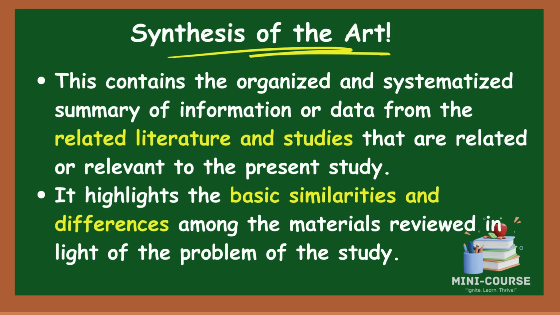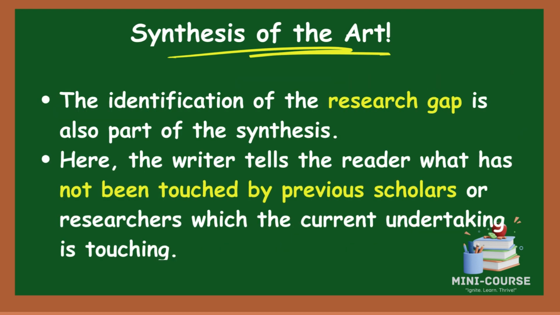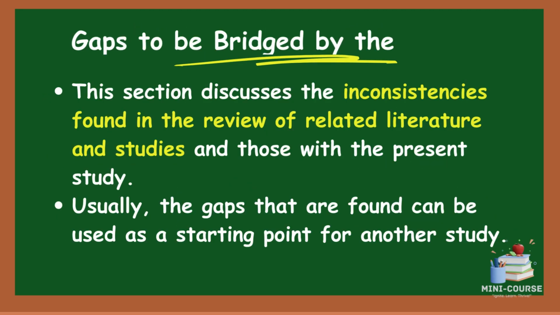Next is synthesis of the art. This contains the organized and systematized summary of information or data from the related literature and studies that are related or relevant to the present study. It highlights the basic similarities and differences among the materials reviewed in light of the problem of the study. The identification of the research gap is also part of the synthesis. Here, the writer tells the reader what has not been touched by previous scholars or researchers, which the current undertaking is touching.